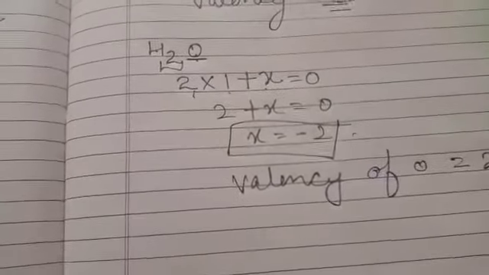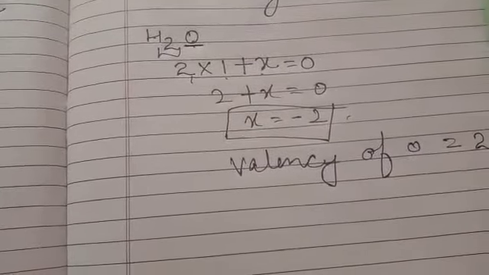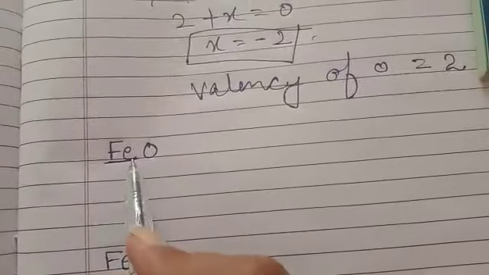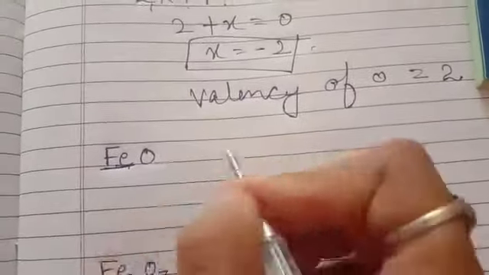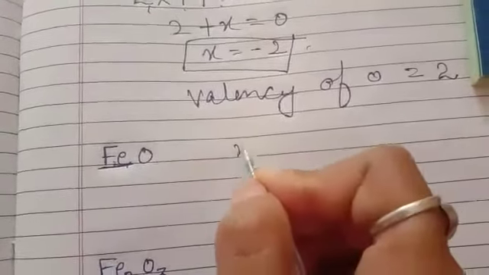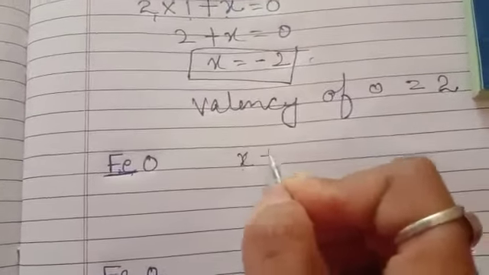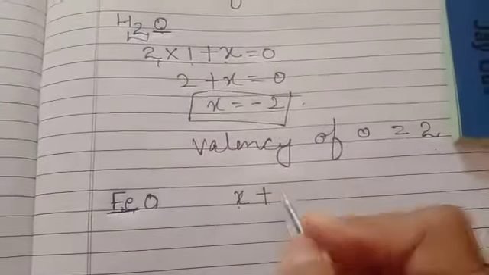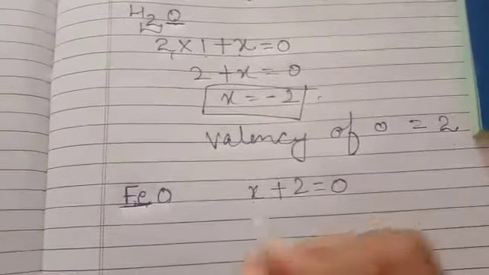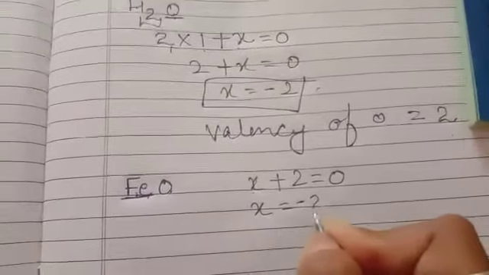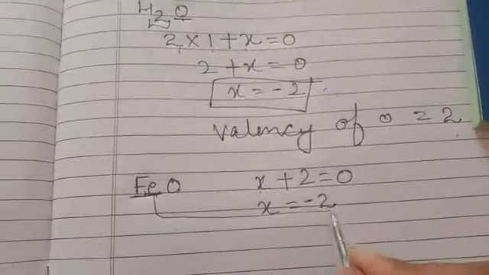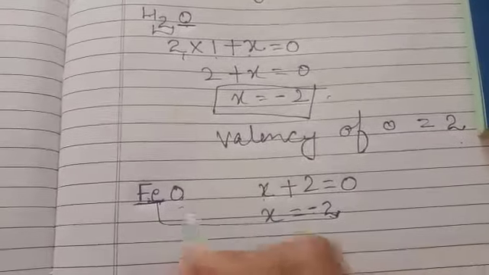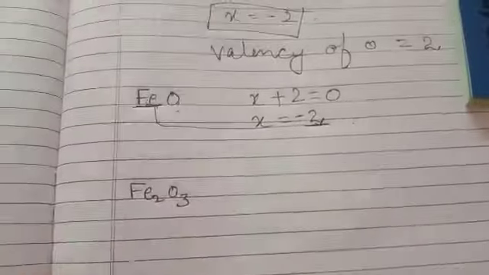In a similar way we can find other valencies also. I will take random examples. Here we have to find the valency of iron. So what will we write? Write iron, as it is unknown, write it X, plus oxygen. What is the valency of oxygen? Valency of oxygen is 2, equal to 0. X is equal to minus 2. So valency of iron is only 2. Don't consider the charge. So valency of iron is 2.